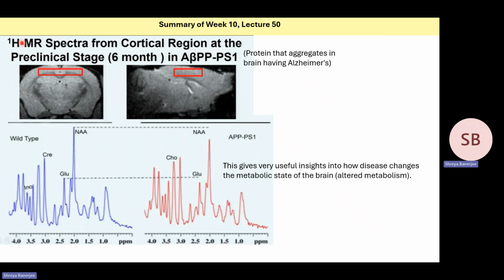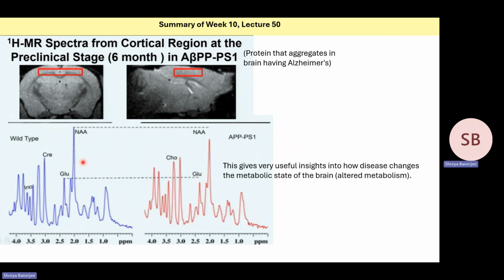Here you can see a 1H MRS spectrum taken from the cortical region at a preclinical stage in a brain having Alzheimer's disease. In Alzheimer's disease, basically, there is this protein called A-beta PP that is aggregating. So in a normal brain 1H MRS, you would have certain peaks, but in a patient having Alzheimer's, the intensity of these peaks might change. You can see the glutamic acid peak is reducing. The NAA peak is also reducing. Instead of the creatine peak, another new peak is forming.